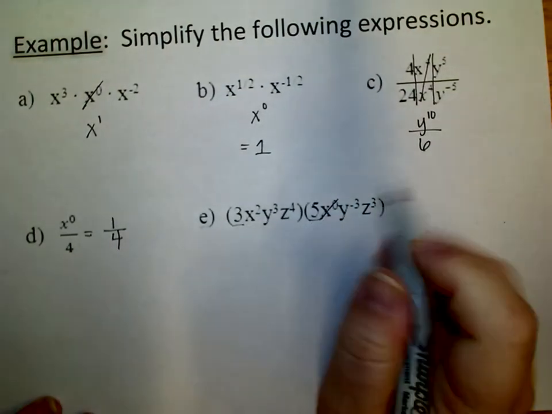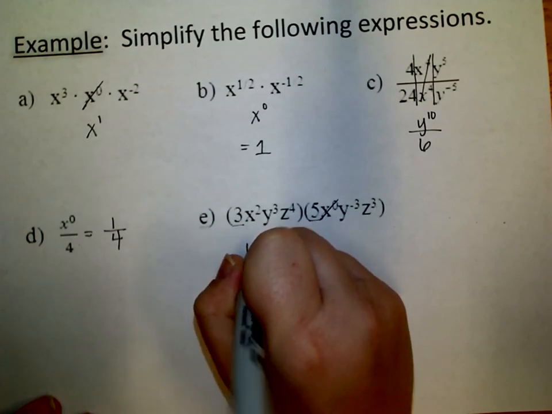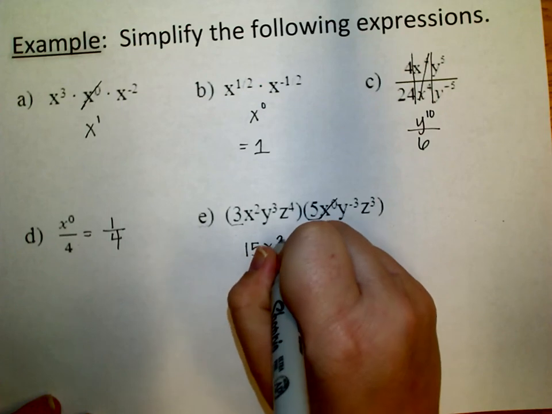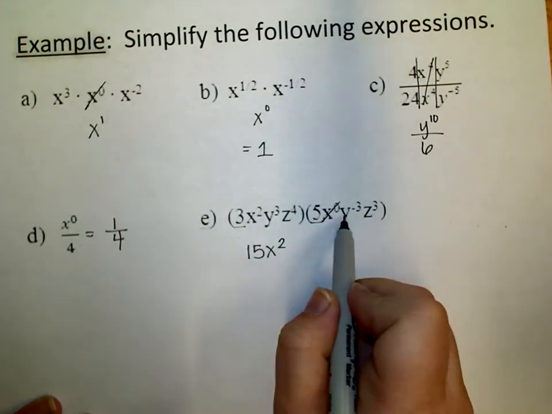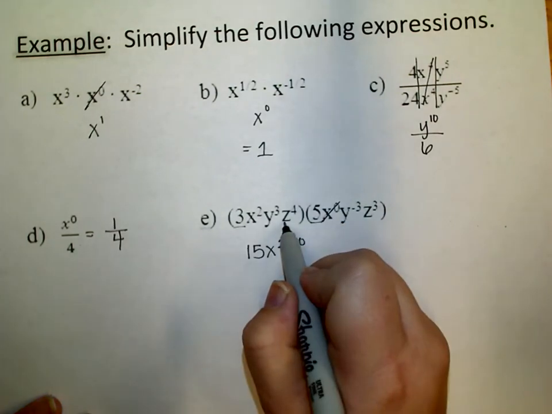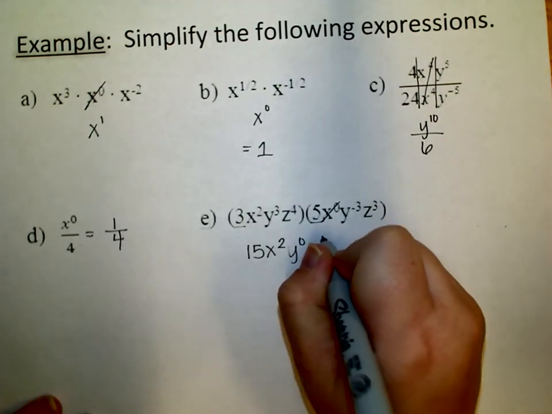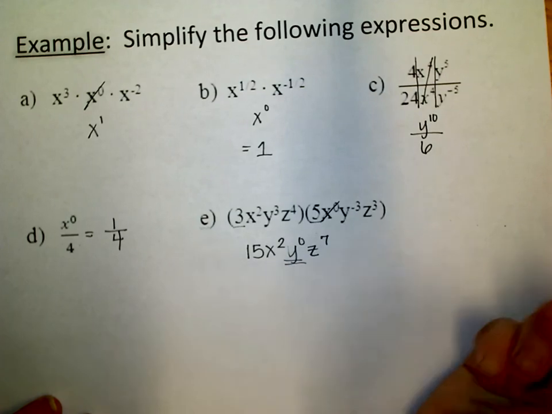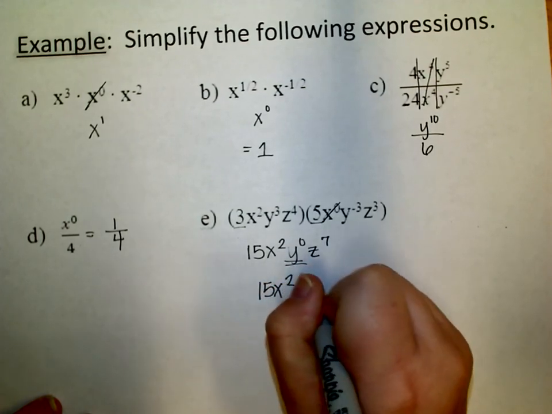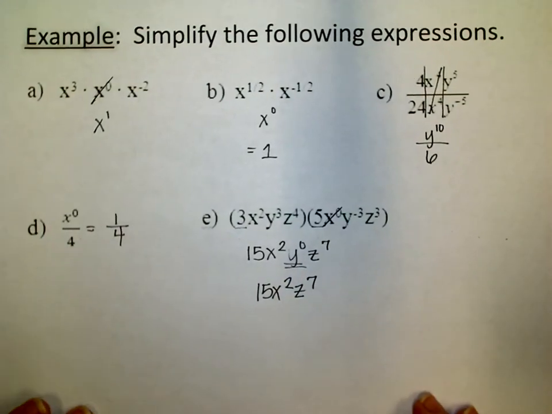So I'm going to multiply the parts. 3 times 5 is 15. X squared, there's no other x's, so I'm going to keep it. Y to the 3rd times y to the negative 3rd is going to give me y to the 0, and z to the 4th times z to the 3rd gives me z to the 7th. Then again, I have this guy, so our final answer would be 15x squared z to the 7th.